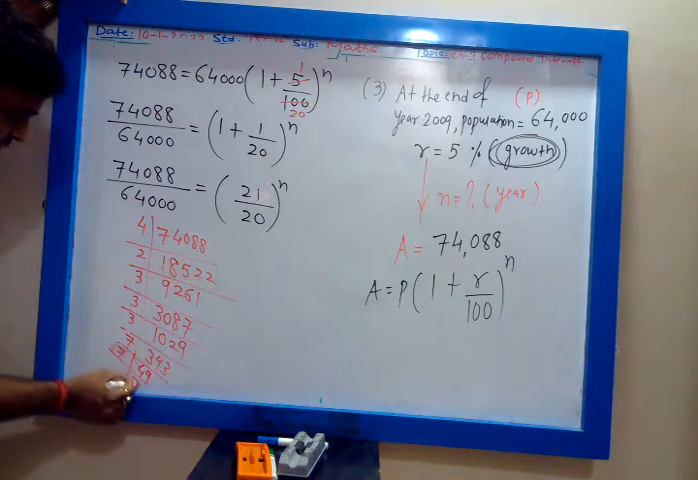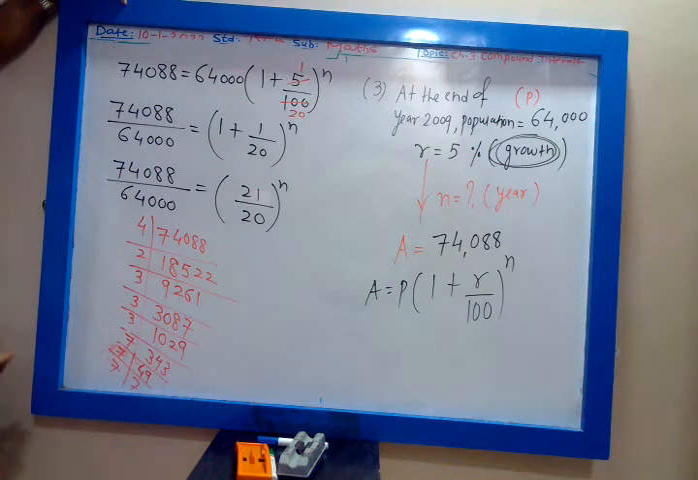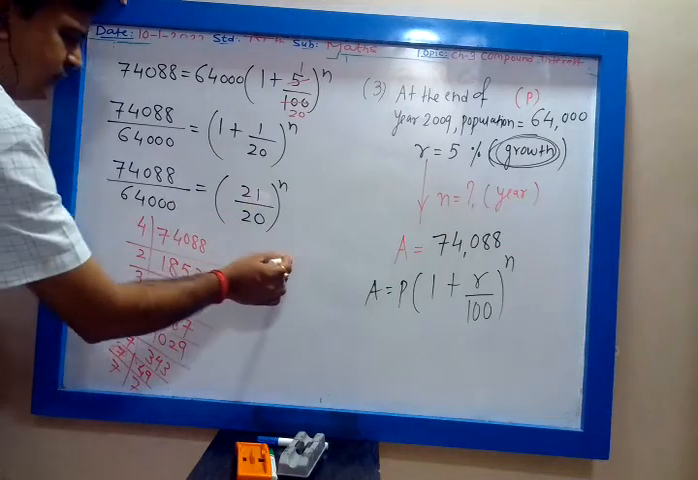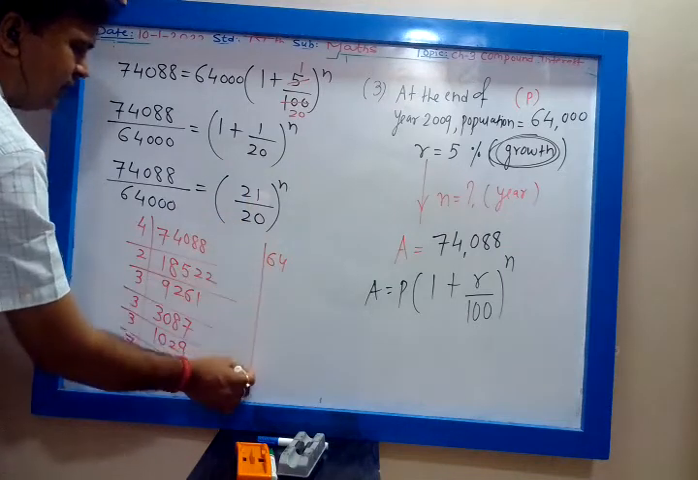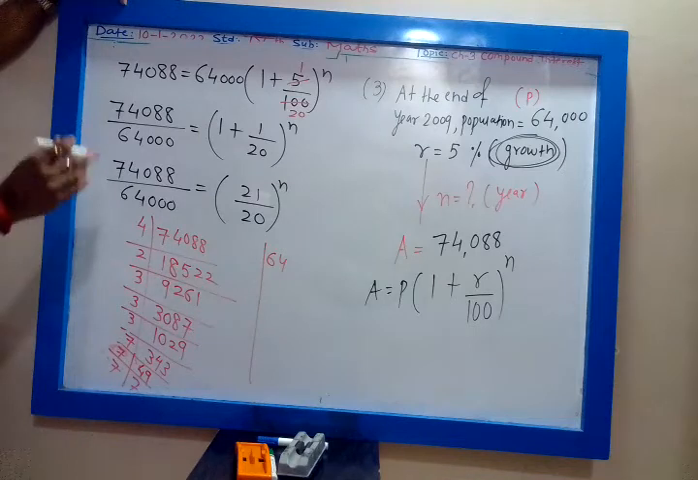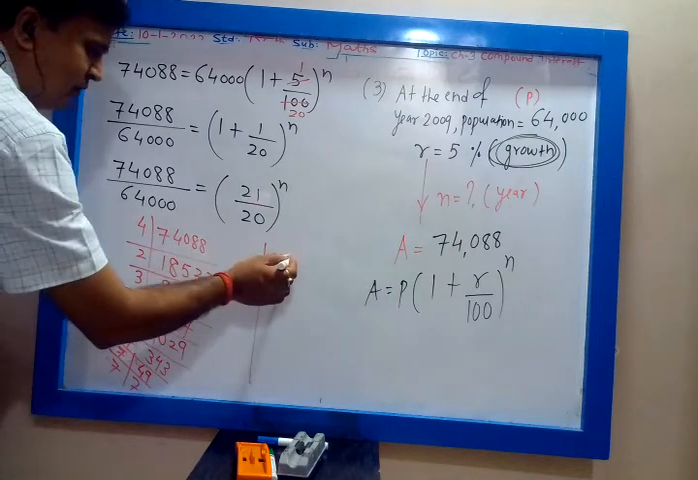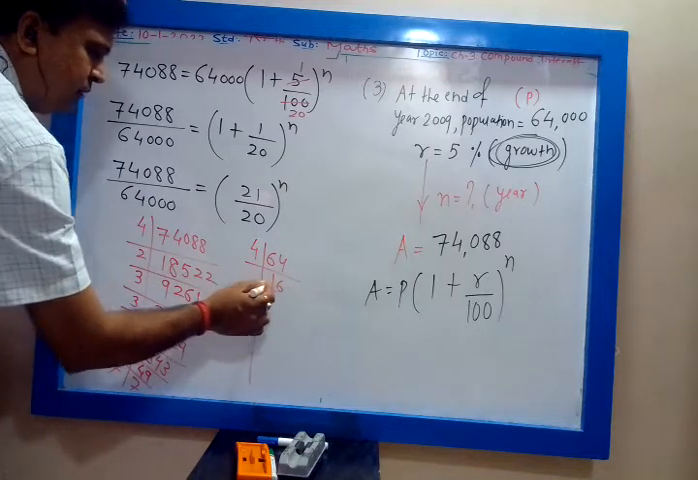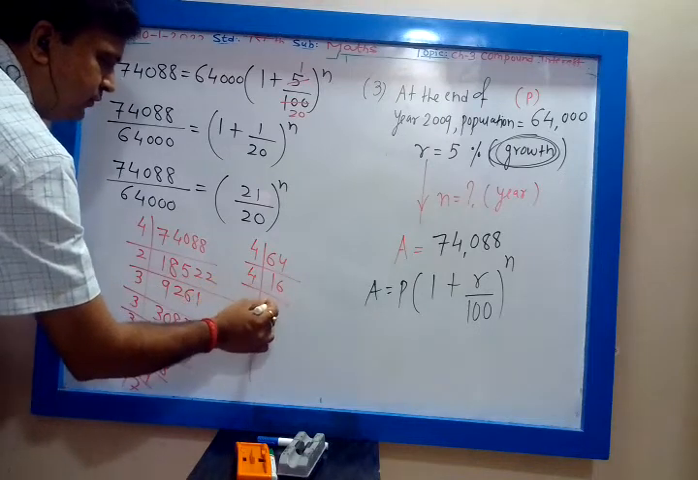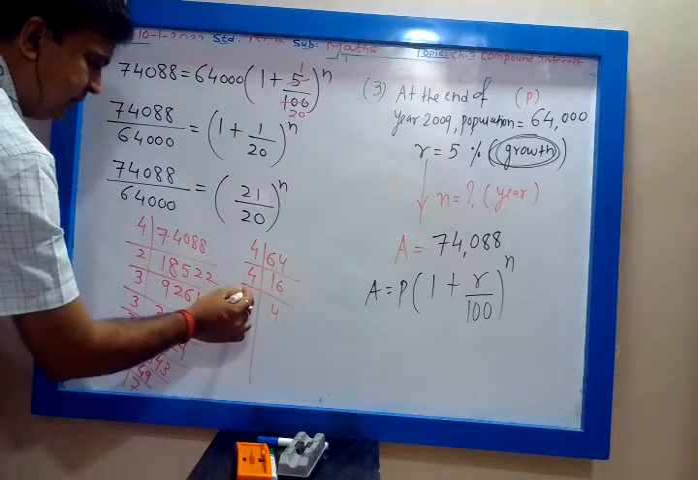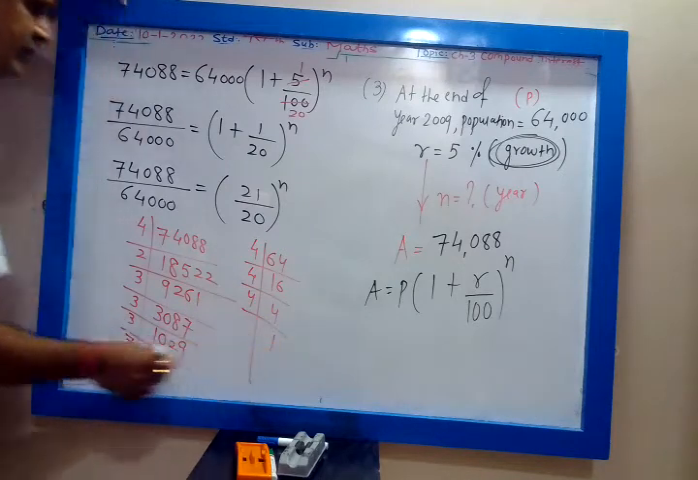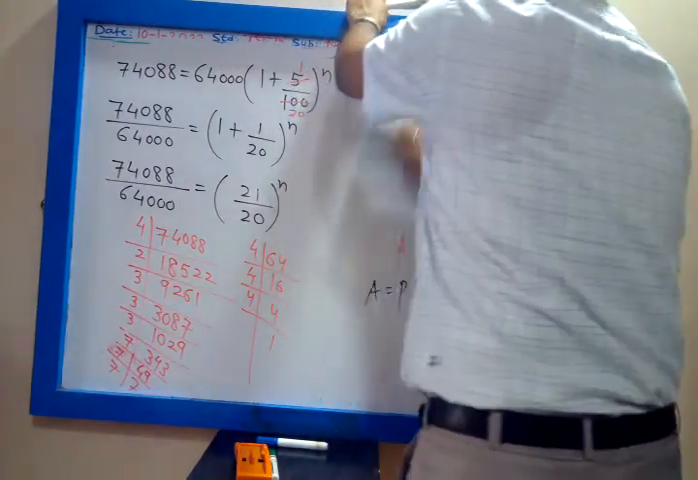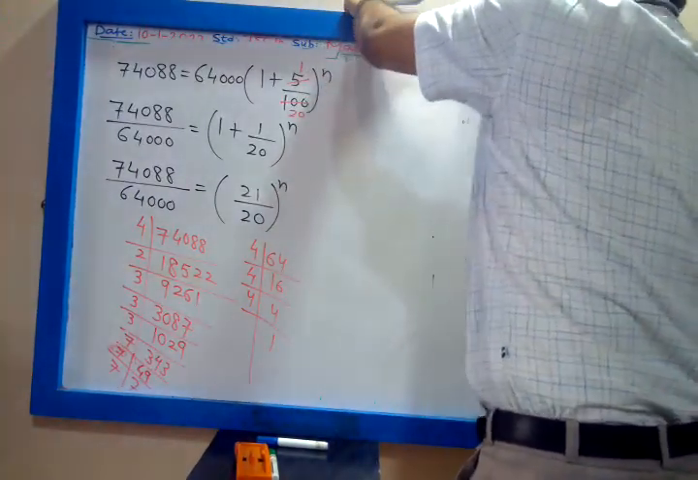7 ja 7. Okay. Let us factorize 64,000. 64 only. Chalo. 64 only. Or 64,000. 4, 16. 4, 4 ja. Then 4, 1 ja. Let us see how you will cancel them. Let us see anything get cancelled.